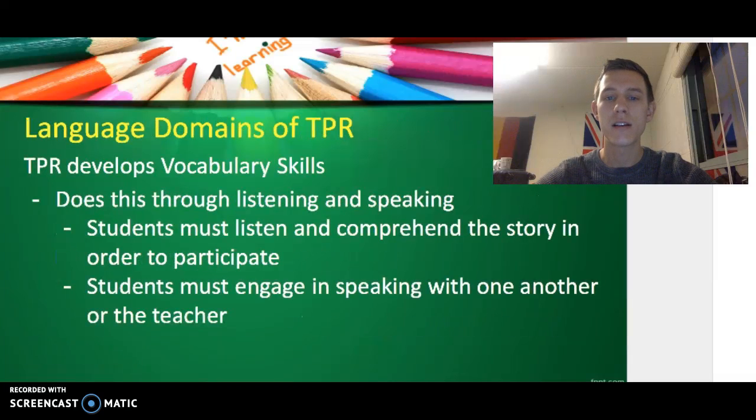The language domains that are covered for TPR. TPR theater really helps develop those vocabulary skills. It does this through listening and speaking activities. Students must listen and comprehend the story in order to participate. Students also must engage in speaking with one another or the teacher in order to ask questions or engage in additional learning.